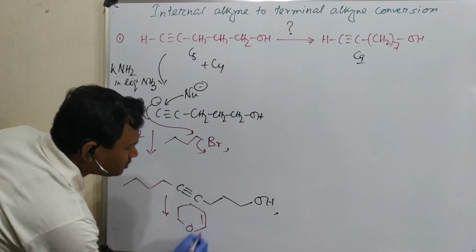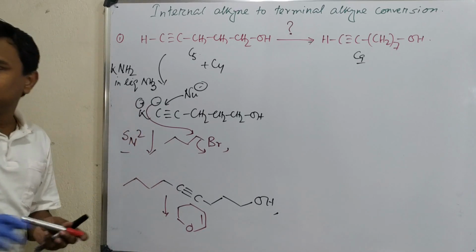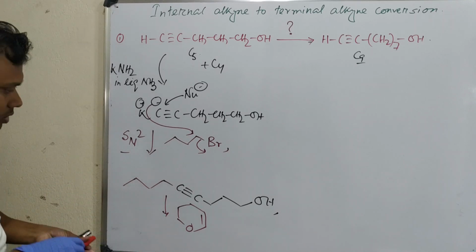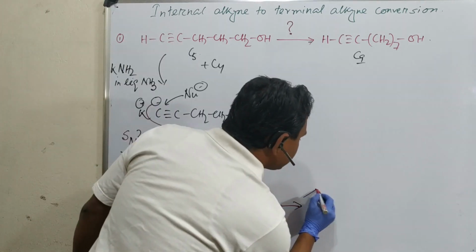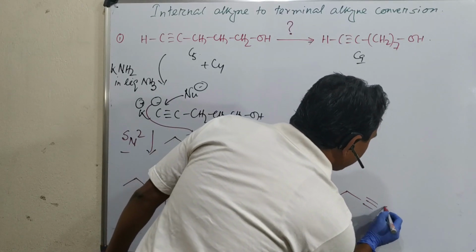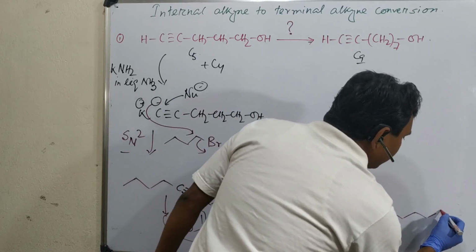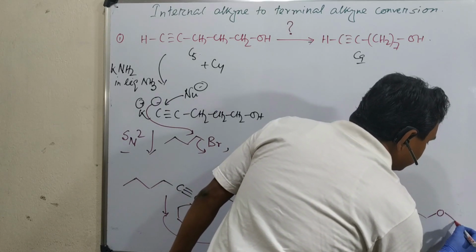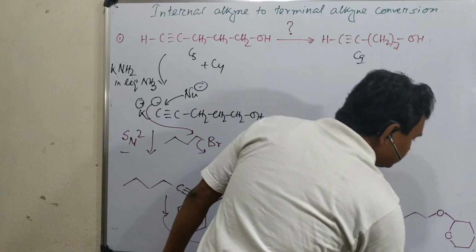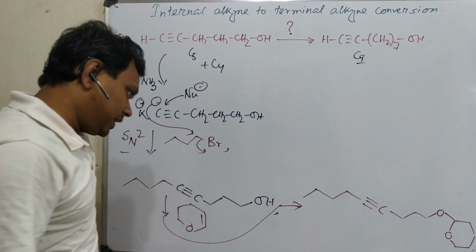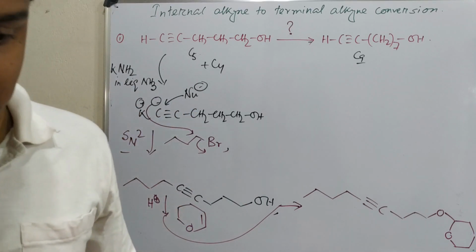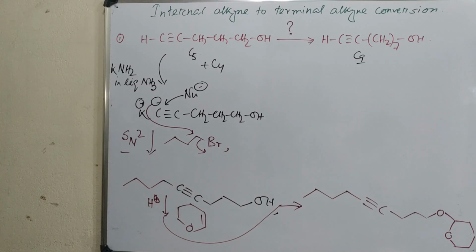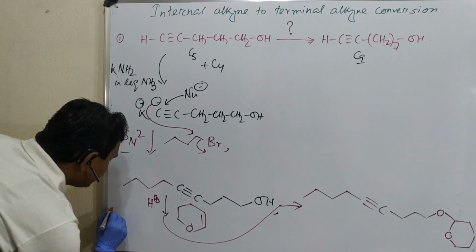Dihydropyran. This is famous for protection of alcohol. So I'm just writing it this way. After protection, it results in this: carbon, this is the triple bond, this is oxygen, with this group. It must be in the presence of an acid. Better to say pyridinium tosylate.